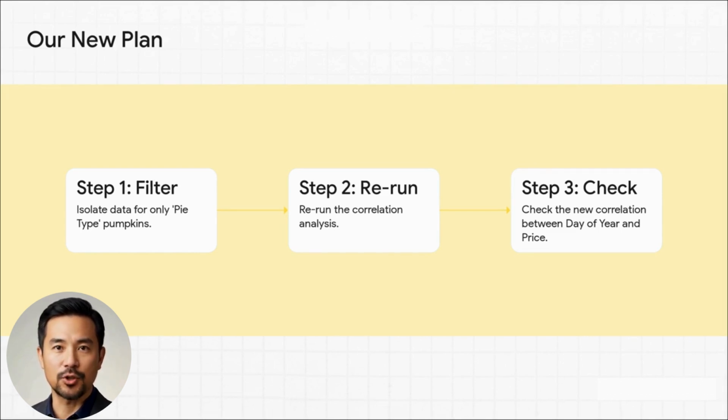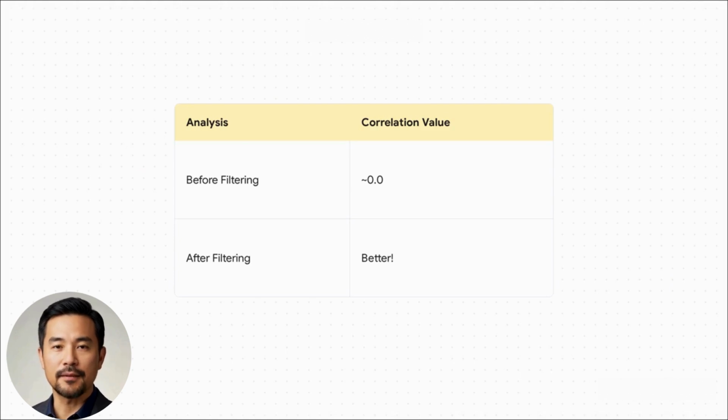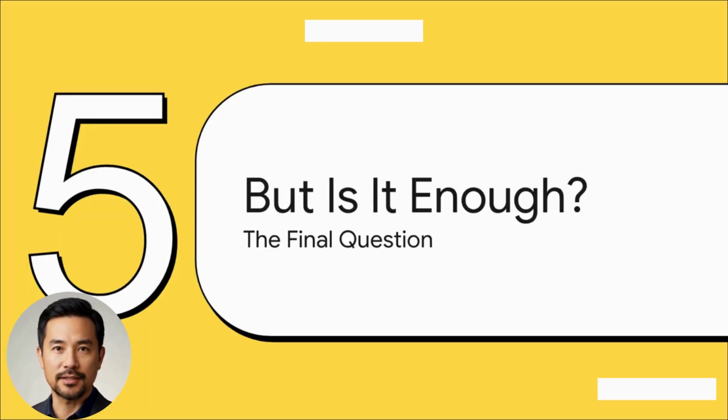So let's filter our data and look at only one type, the pie-type pumpkins, and run our correlation test again between the day of the year and the price. And check this out. This is the breakthrough. The difference is night and day. Before we filtered, the correlation was worthless, almost zero. But after we isolated just the pie-type pumpkins, the correlation is suddenly much, much better. We found the hidden relationship. So we did it. We found the hidden variable, we proved our hypothesis, and we uncovered a real correlation.